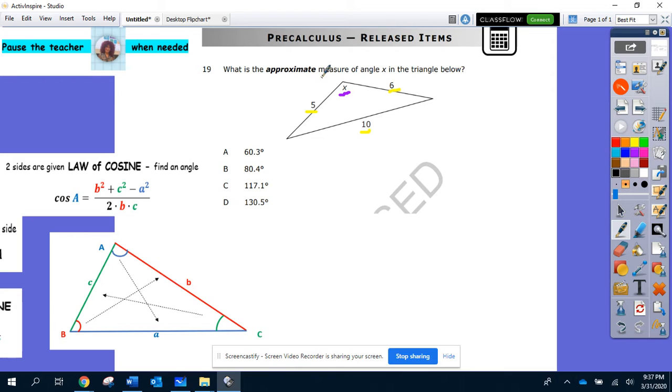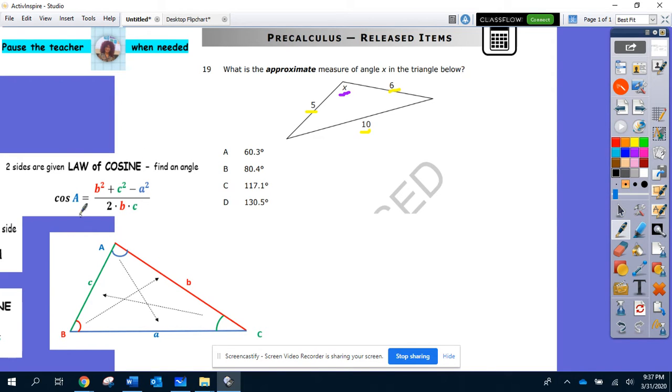What is the approximate measure of an angle in a non-right triangle? So let's see what's given in the problem. We have the lengths of the sides, 5, 10, and 6 of the triangle, and an angle is required. As we discussed before, when you have a non-right triangle and the sides are given and you need to find an angle, it's about the law of cosine.